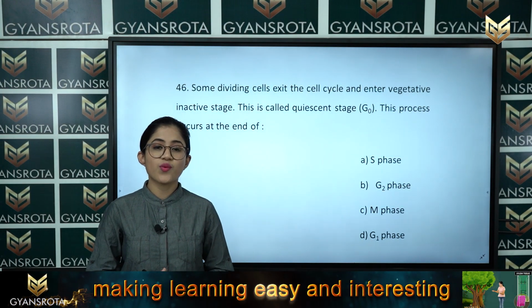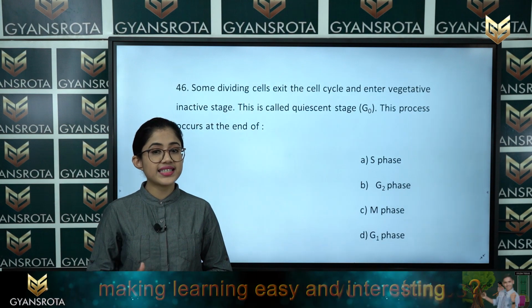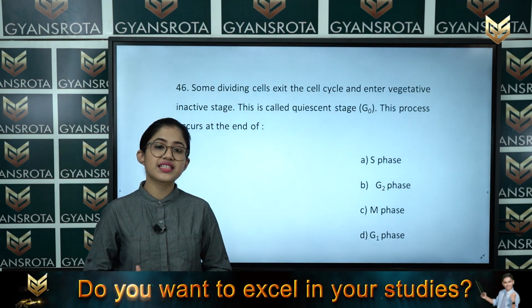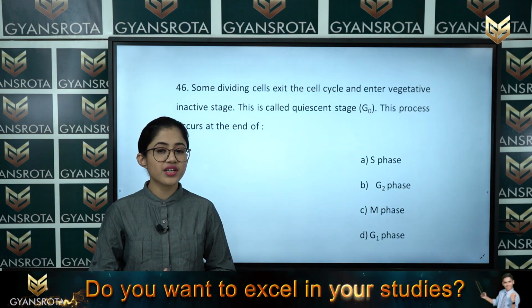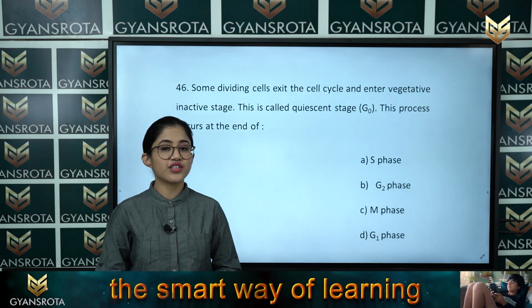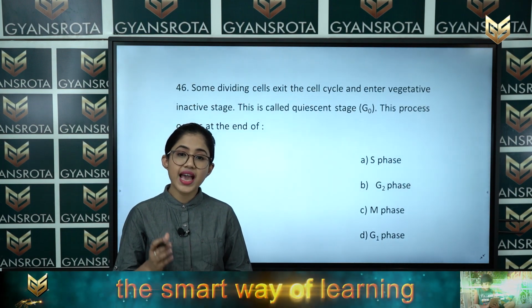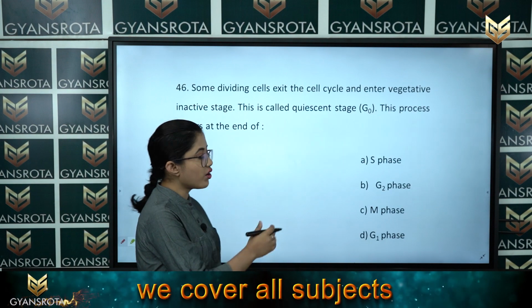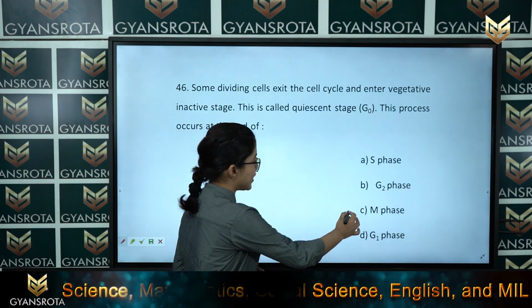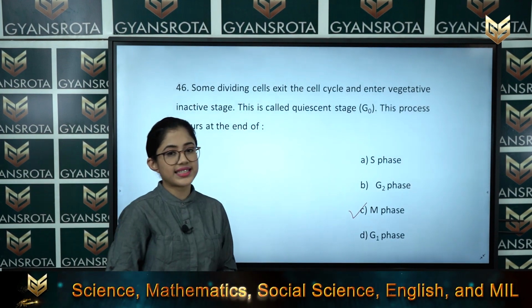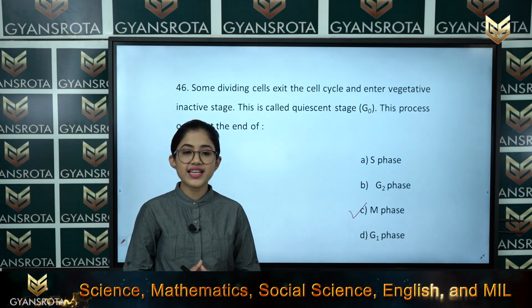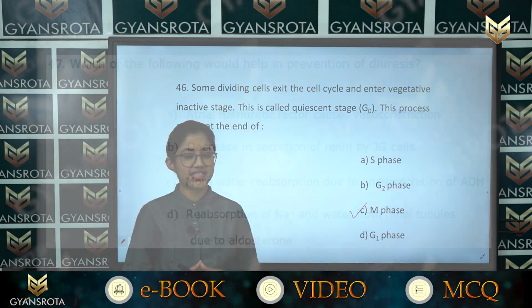So student, while discussing the chapter cell cycle and cell division, we have discussed this quiescent stage. So when does this occur? It occurs at the end of M phase. So from the following four options, option number C, M phase is the correct answer. Now let us see the next question, that is question number 47.